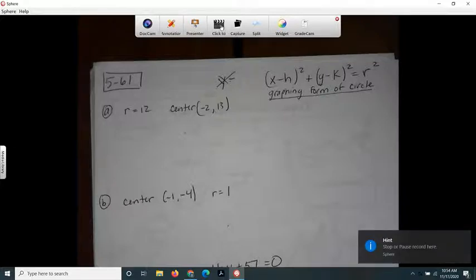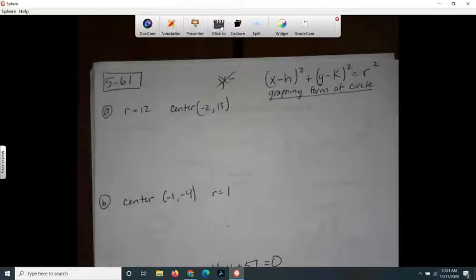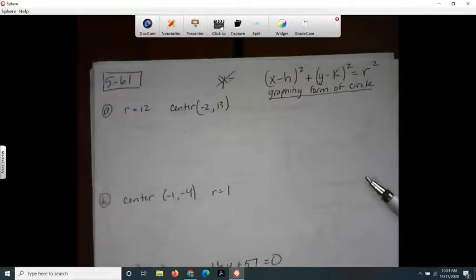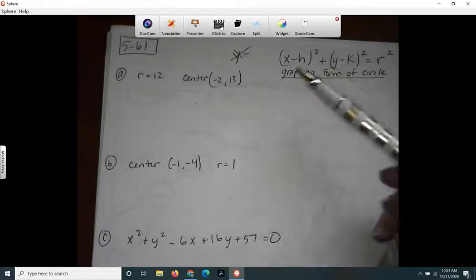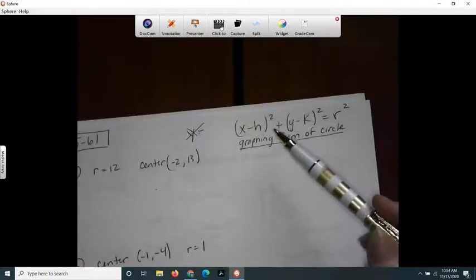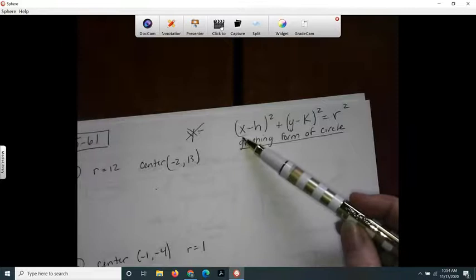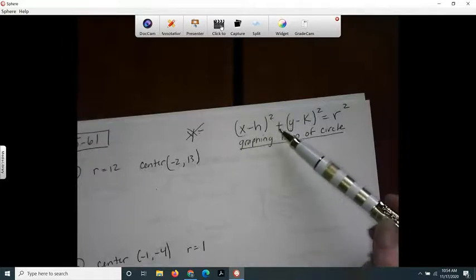This is problem 5-61, and it says, write the equation in graphing form of each circle described below. And it's got these 3 circles. So we need graphing form. So graphing form is x minus h squared plus y minus k squared equals r squared.